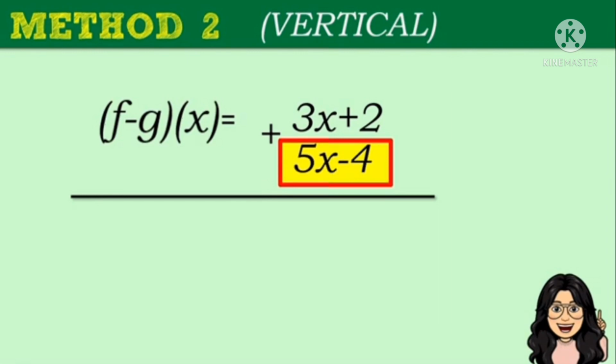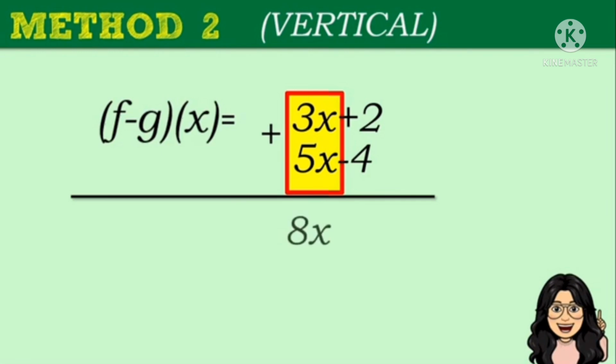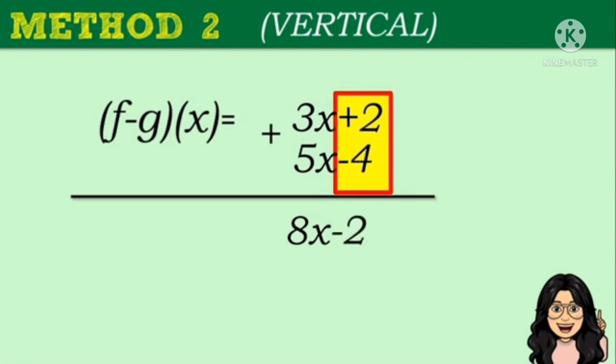Making sure that it's aligned to the same variable having the same degree. So here we have 3x and 5x, and we also have 2 and negative 4 in the next column. So let's add: 3x plus 5x will give us 8x. Good. And in the next line, we have the constants. 2 plus negative 4 will give us negative 2. So the answer is exactly the same as our method 1, 8x minus 2.